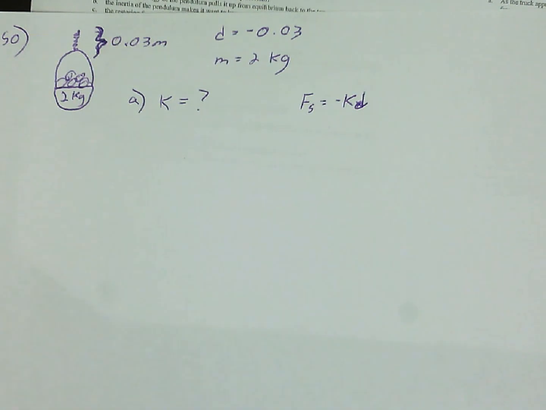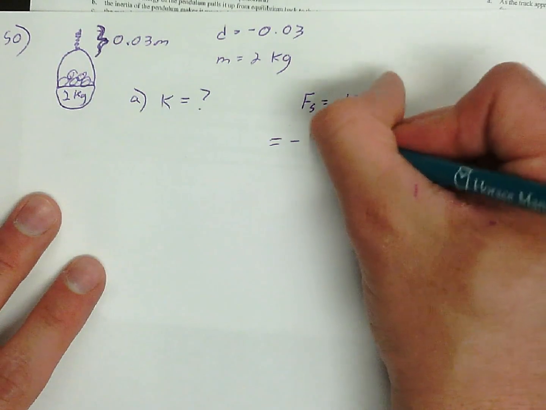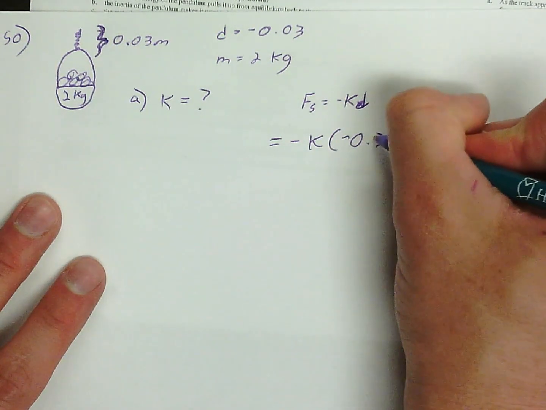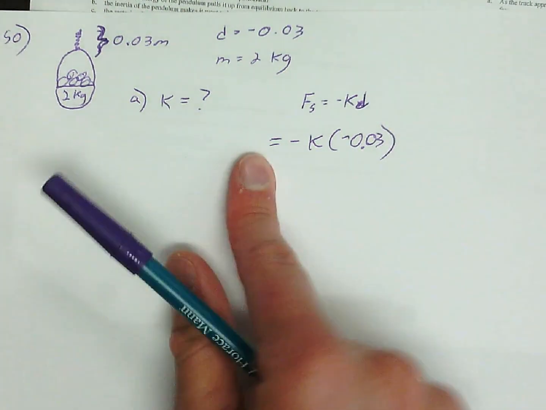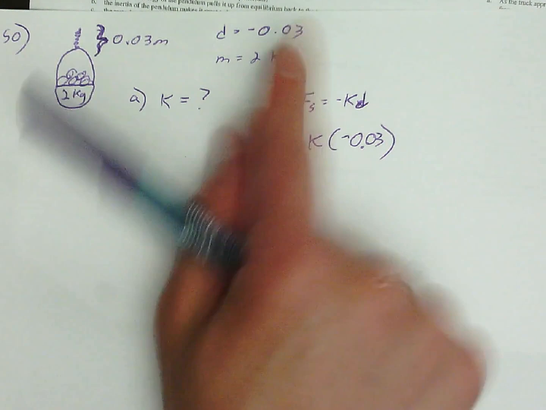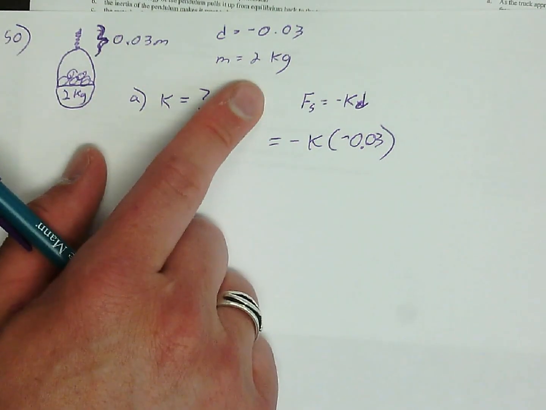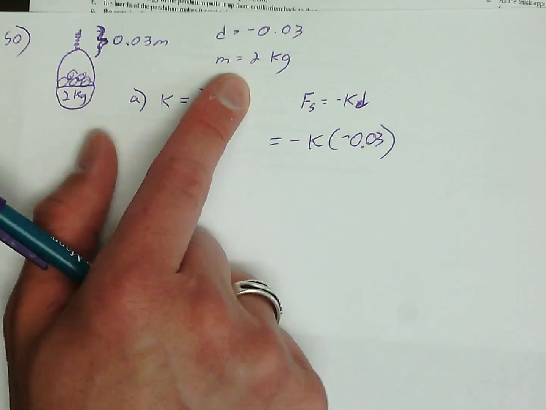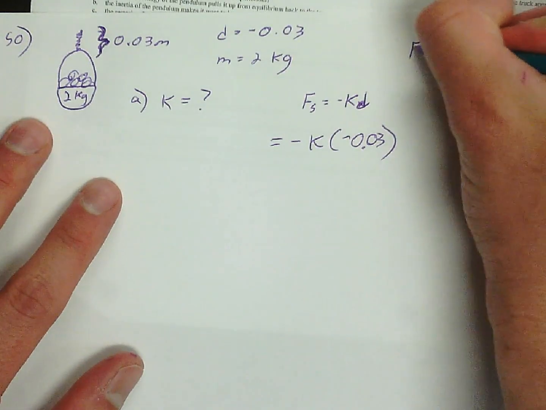Okay, so I'm ready for this. F equals negative K d. K is what I'm solving for. d is my negative 0.03. But the problem is, what is the force? Well, the temptation is to plug in 2. The mass is 2. Well, the mass isn't 2, or sorry, the force isn't 2. The mass is 2. But mass causes a force, specifically the force of gravity.